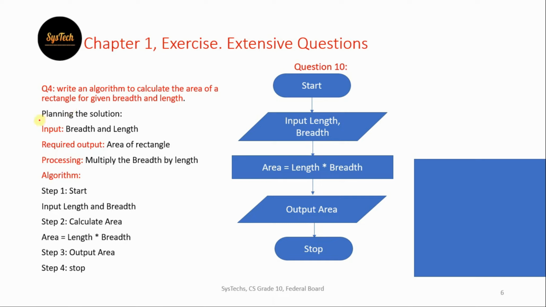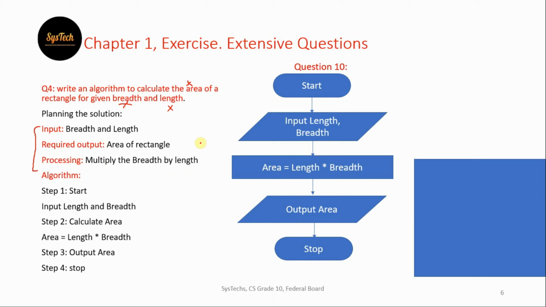So what should we do? First of all, we shall plan the solution: input, required output and processing. What is input? See the statement. To calculate the area of a rectangle given something. So this is the input: breadth and length is the input. The area is output. Area of rectangle is output. And how shall we process it? Multiply the breadth by the length. You will apply the simple formula.